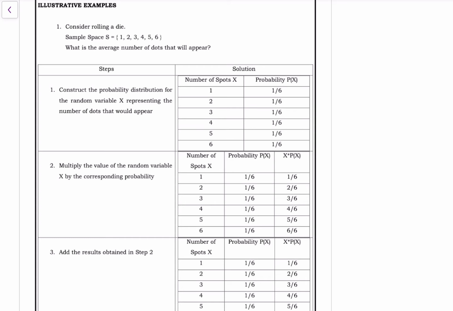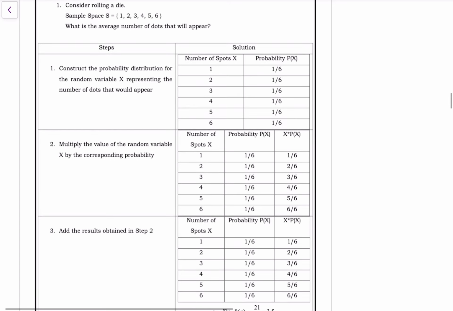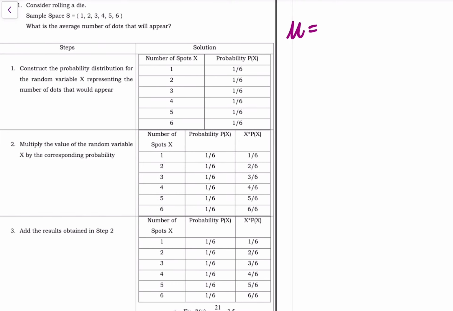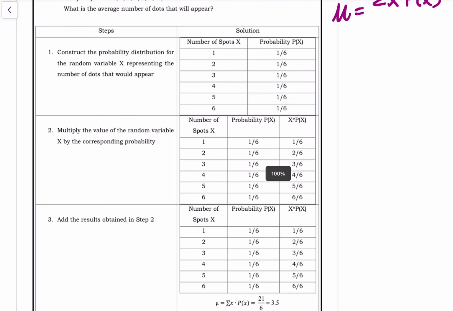For us to find out our mean, we have the formula in a random variable. In ungrouped data, we have summation x all over n. In a random variable, we have summation of x times p of x. So, we just need to find out first, ano ba ang product ng x at saka ng probability of x, like what we have here in the example.